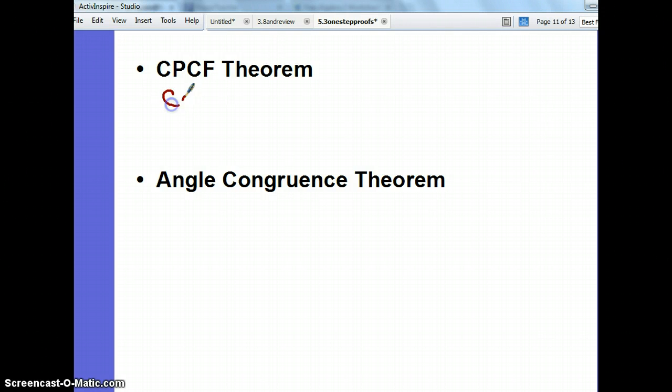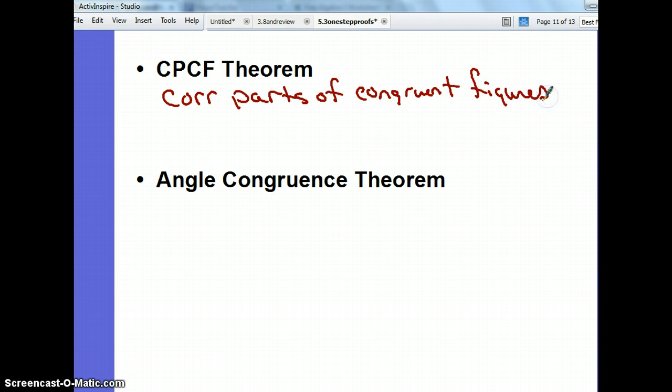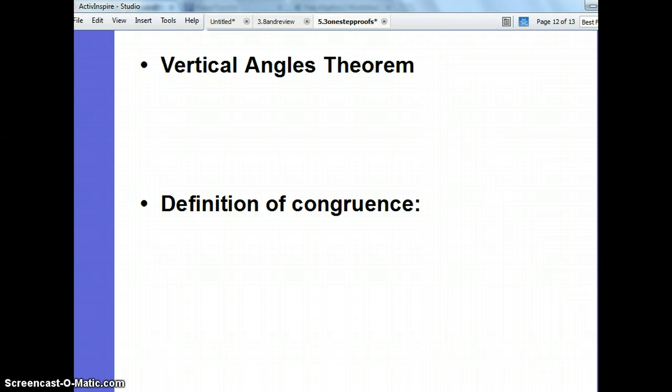CPCF again, corresponding parts of congruent figures. Angle congruence theorem, if I know angle A is congruent to angle B, that's a given, then I can conclude that the measure of angle A is equal to the measure of angle B. Vertical angles, of course, done that before. Definition of congruence, again, we'd have to have a reflection or some isometry to match up.